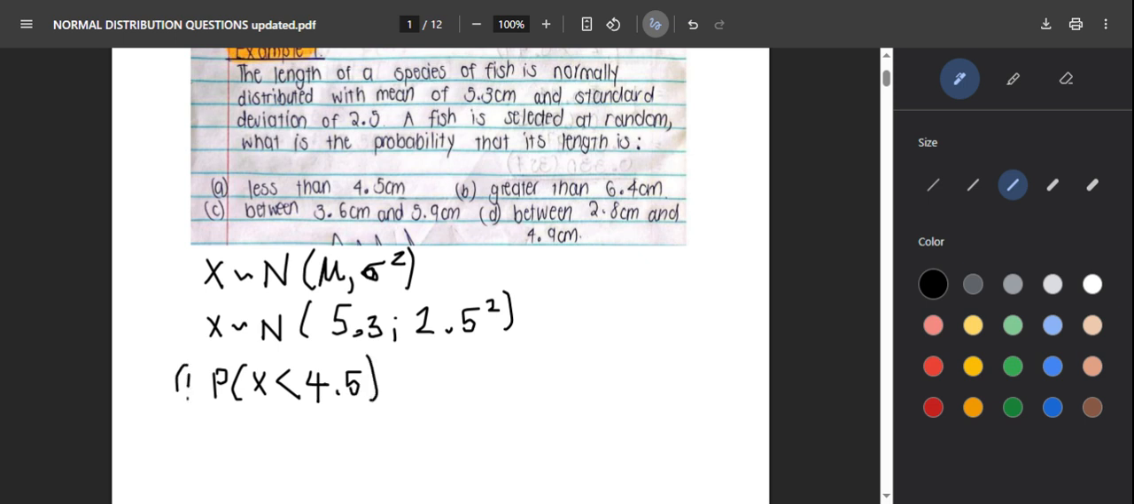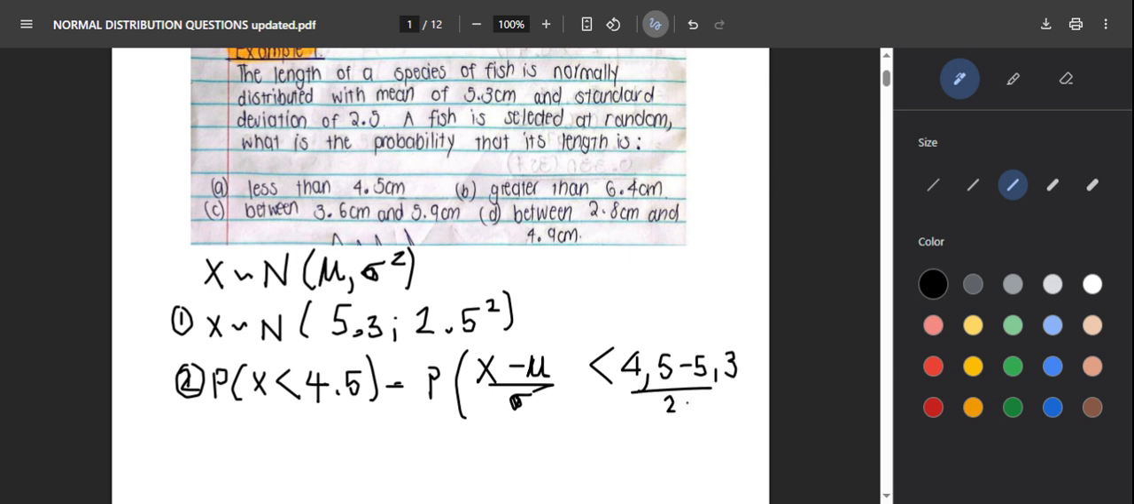This is the first step, and therefore this is the second step. So now this is going to be equal to the probability of (X minus mu) over sigma being less than (4.5 minus 5.3) over 2.5. So now we're going to have the probability of Z being less than, if you punch this into your calculator, you get minus 0.32.